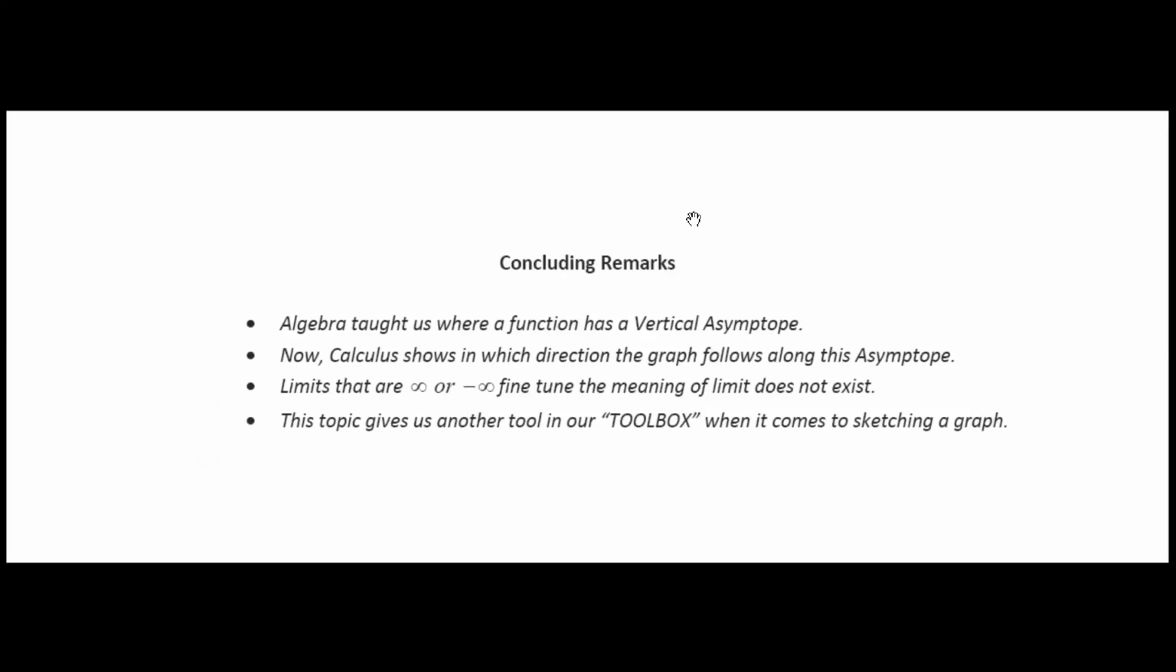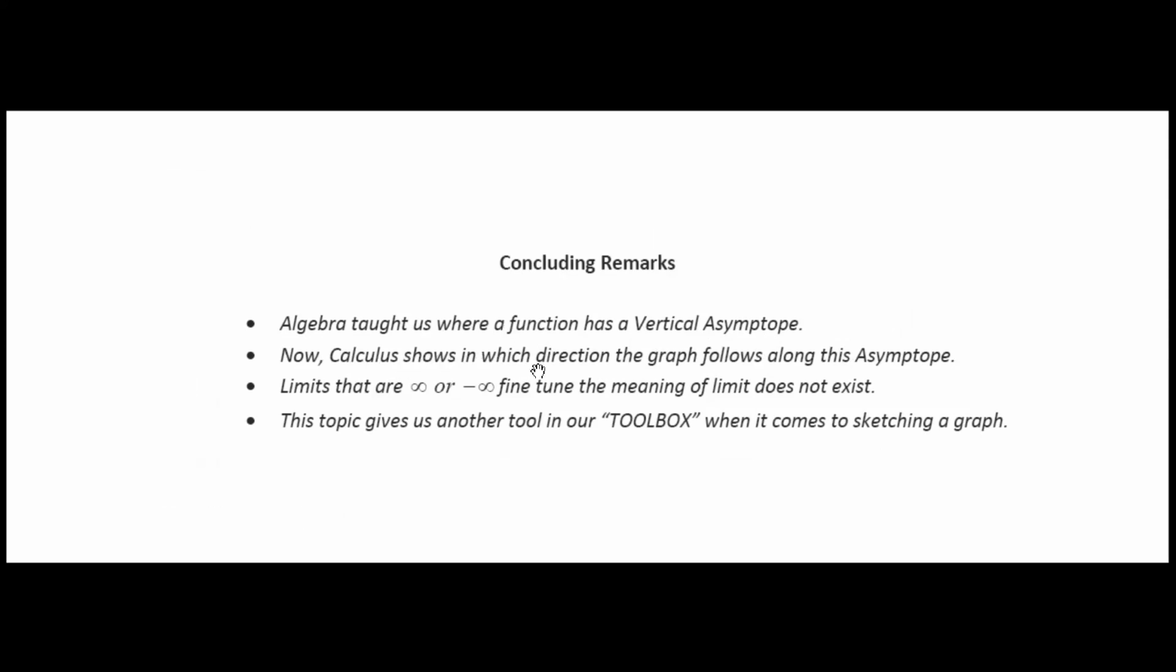Some concluding remarks. Algebra taught us where a function has a vertical asymptote. Calculus shows us in which direction the graph follows along the asymptote. In other words, all you do in algebra when you say something is undefined, the denominator is x minus 6, undefined at 6, tells you there's an asymptote at 6, and there is for us too.